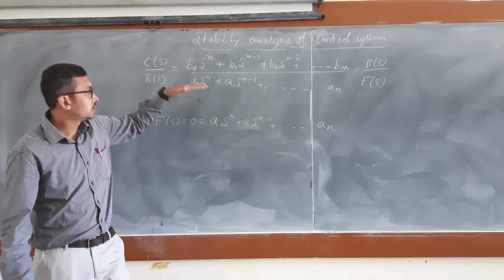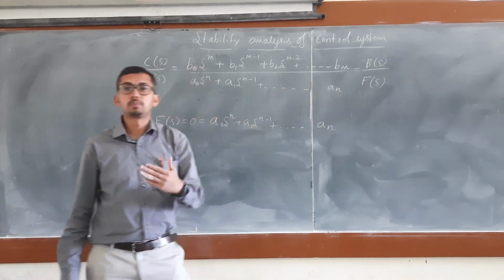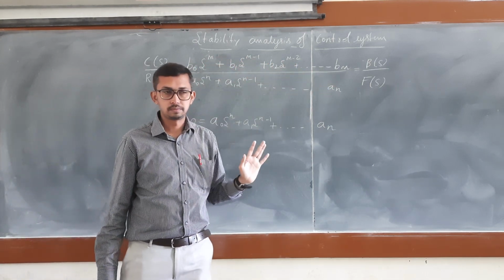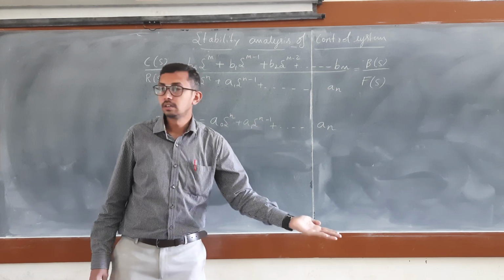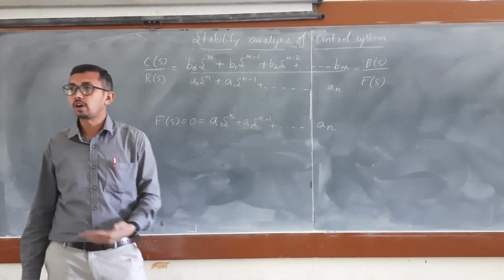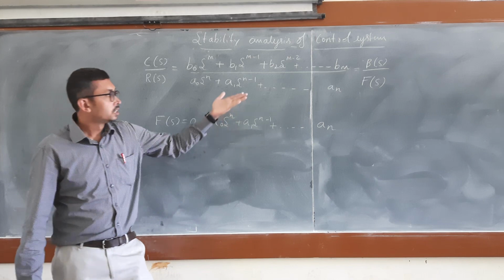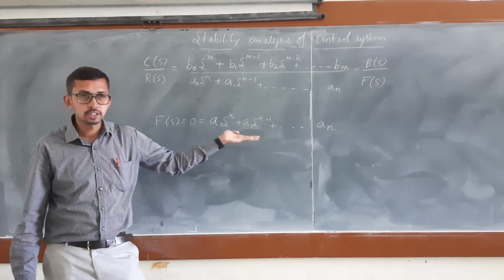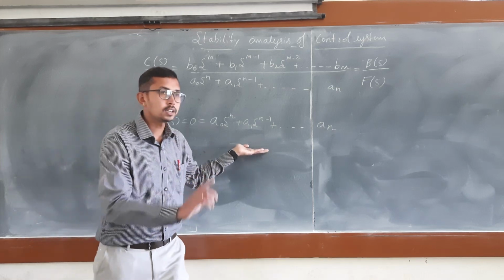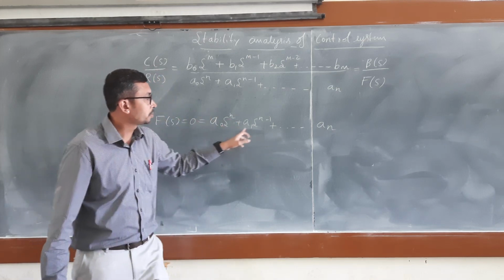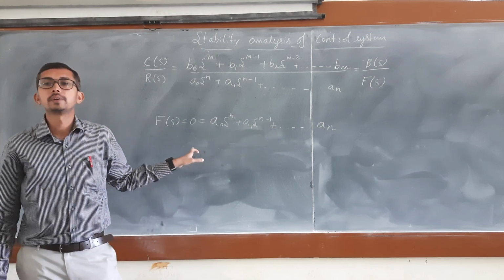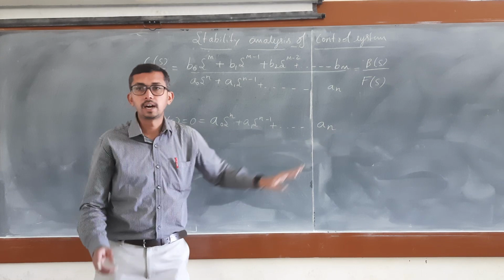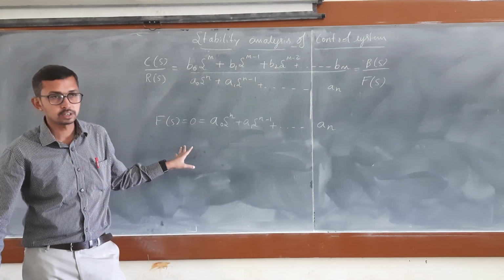The denominator terms we are going to call as poles, and the numerator terms as zeros. To find out the stability of the system, we are going to consider the denominator of the system, which we call the characteristic equation. They are telling that nothing should be negative, so none of the polynomial coefficients should be negative. There should not be any negative signs. And there is another condition.